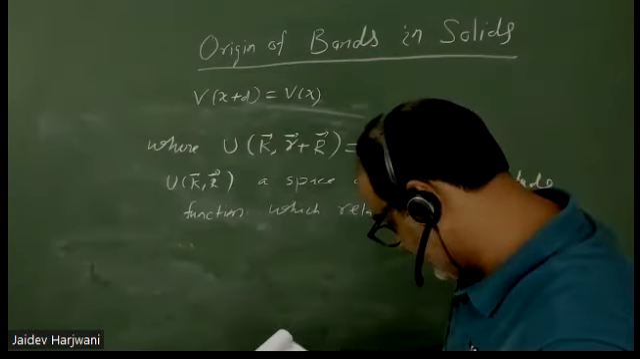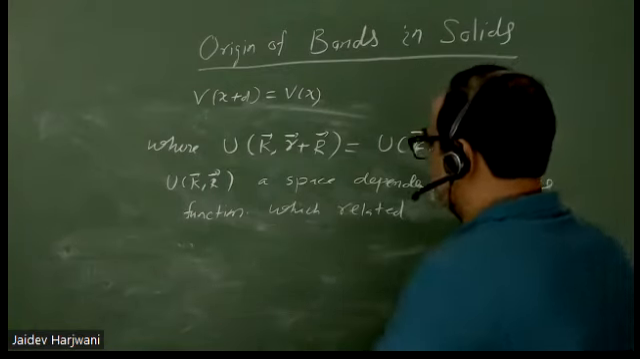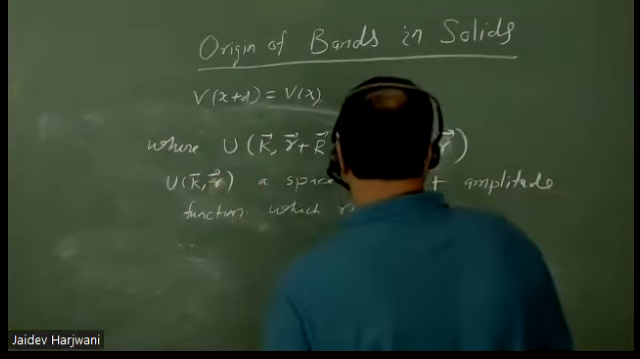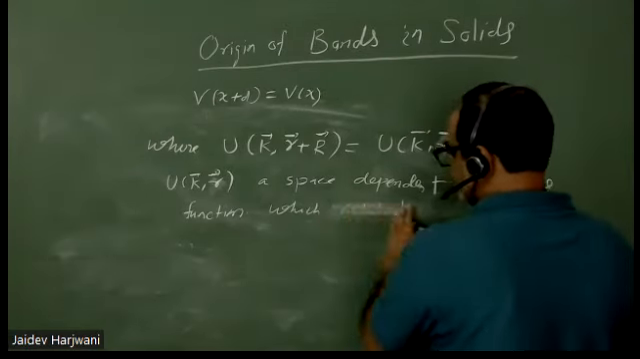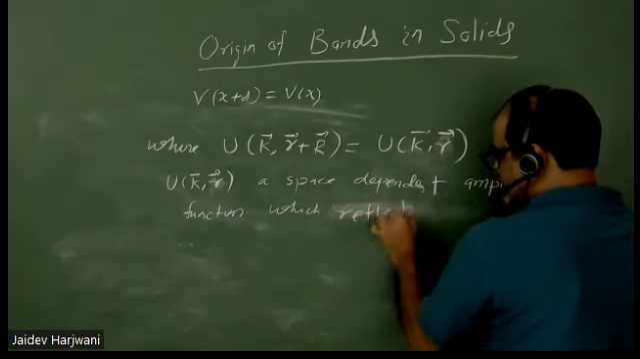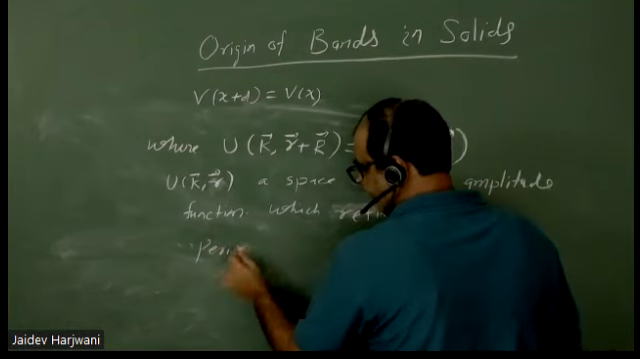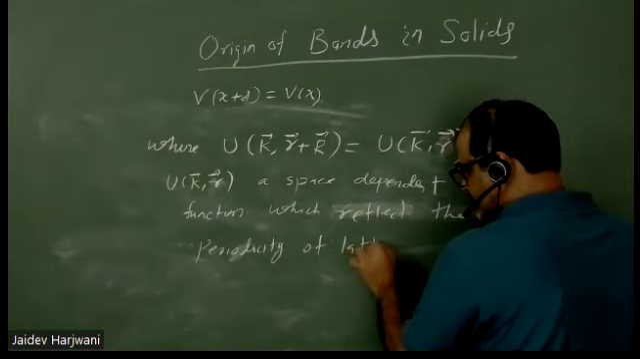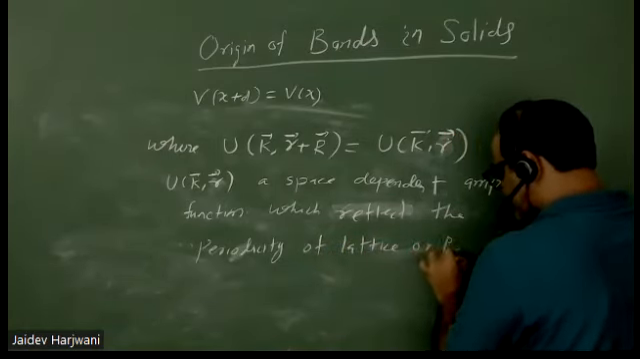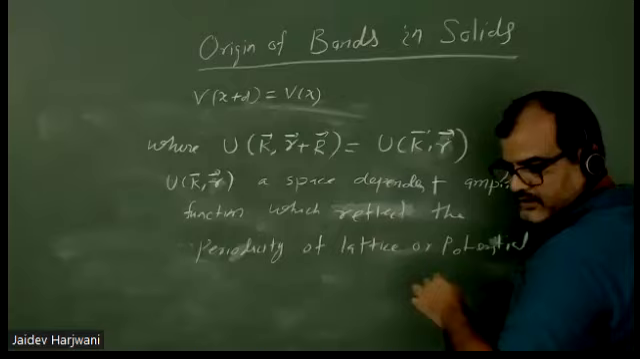Here, u_k(r), the space dependent amplitude function, is related to, or reflects, the periodicity of the lattice or potential.